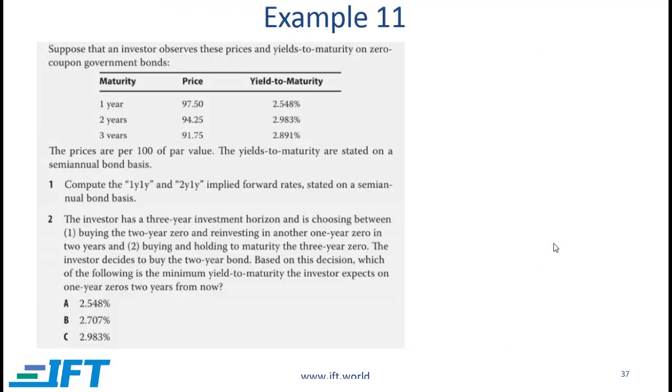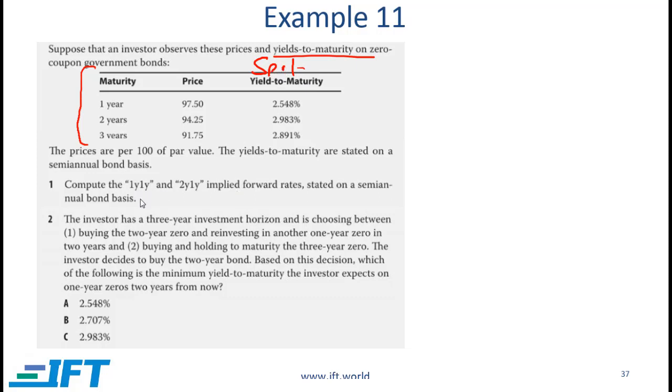Okay, now this example illustrates what we are talking about. Let's say you are given this information. We are looking at YTMs on zero coupon government bonds. When we talk about YTM on zero coupon bonds, is that the spot rate? Yes. So YTM on a zero coupon bond is a spot rate.